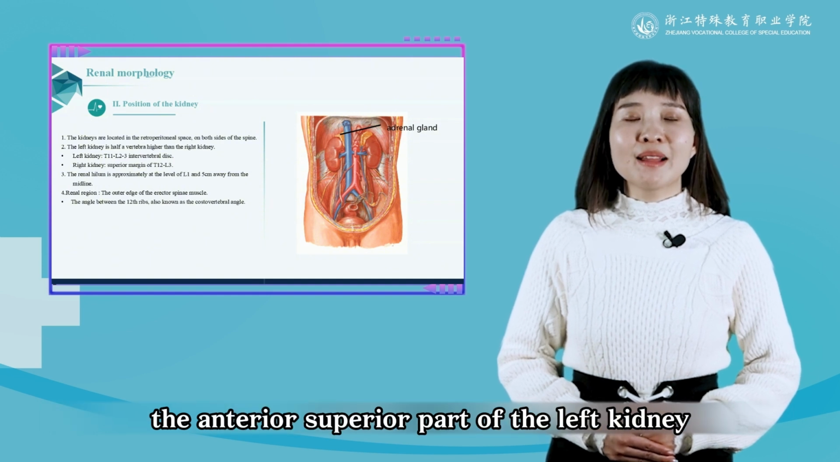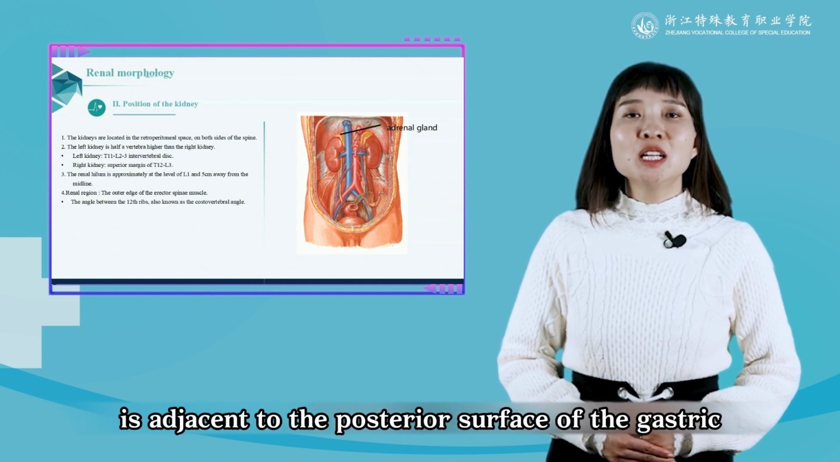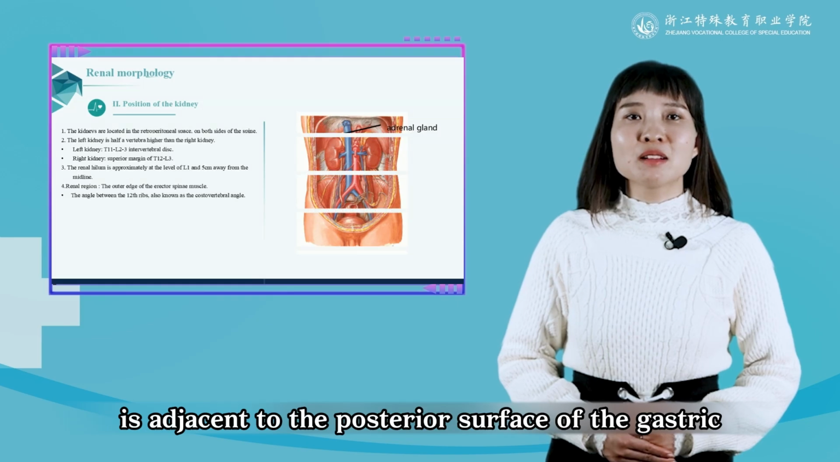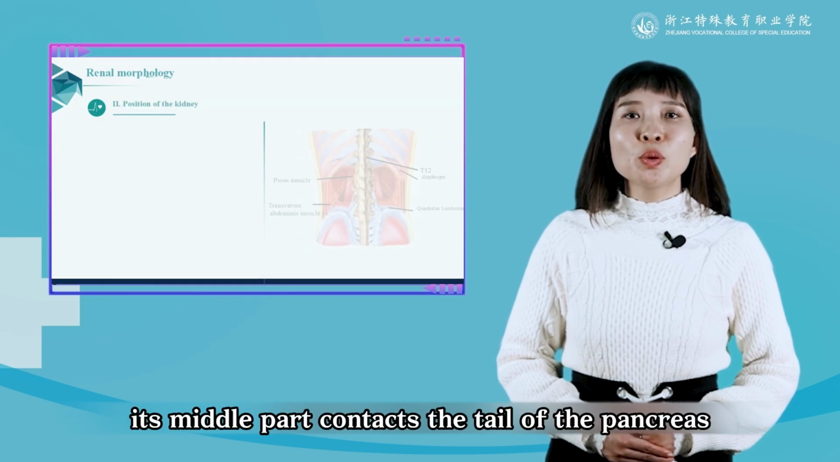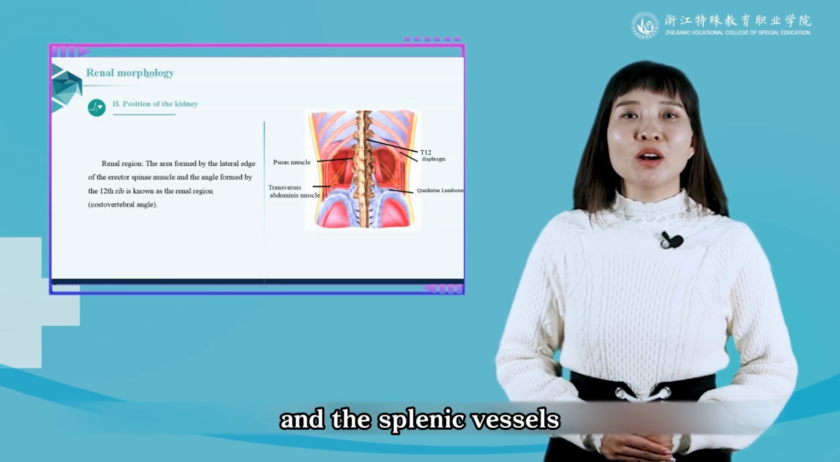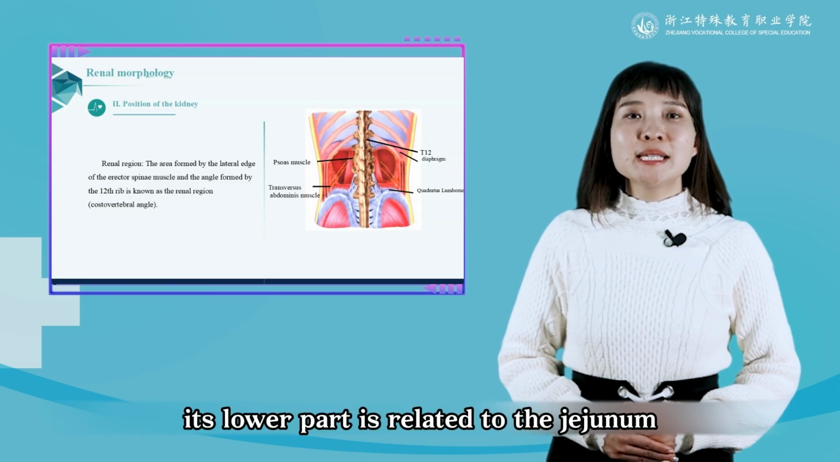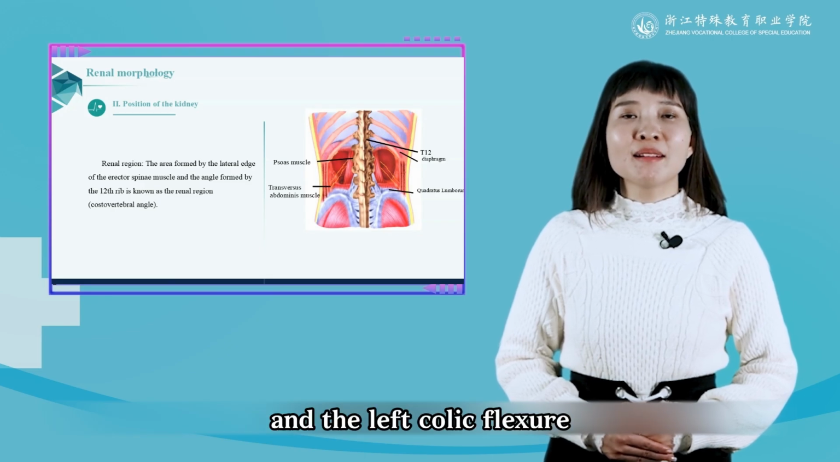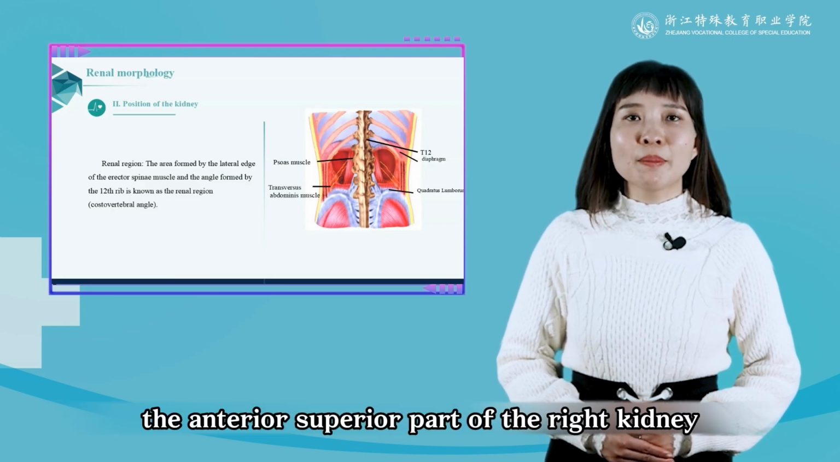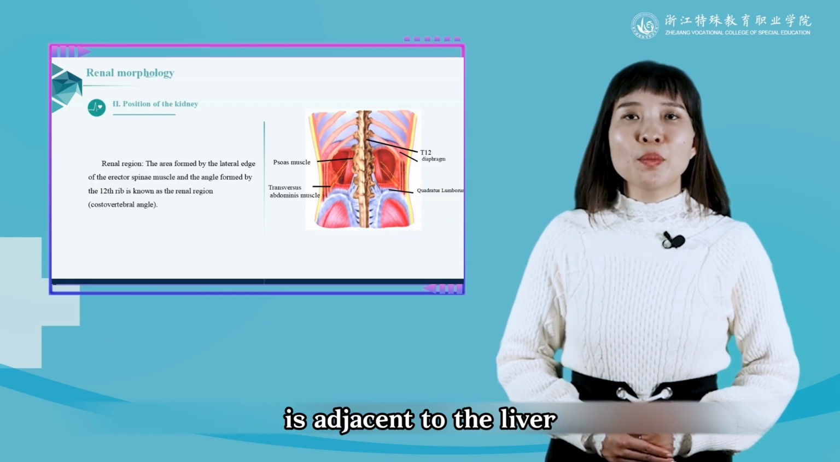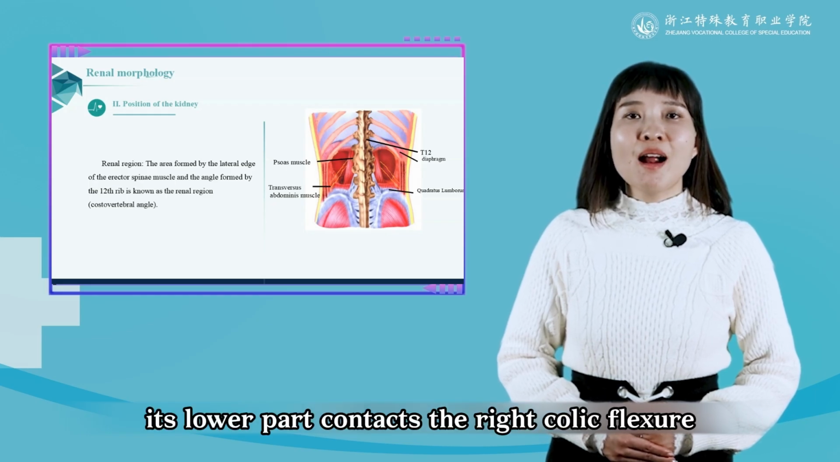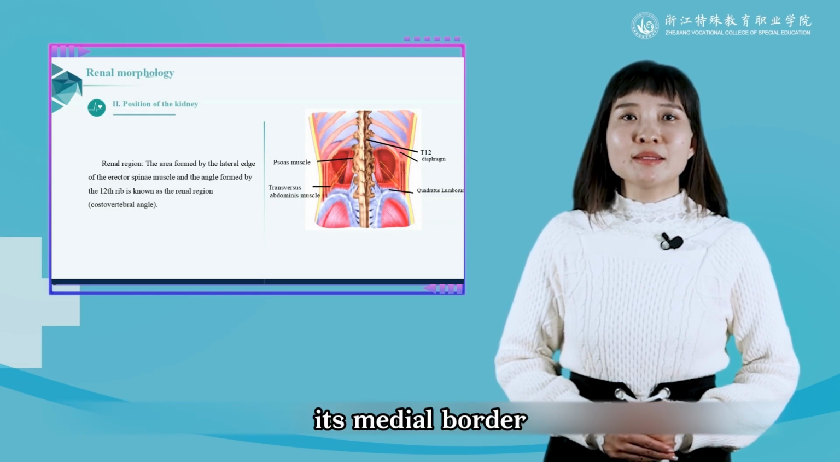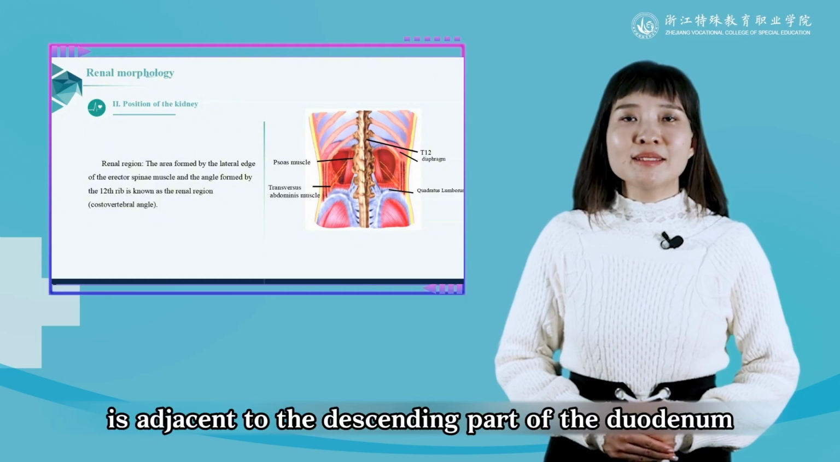The anterosuperior part of the left kidney is adjacent to the posterior surface of the gastric fundus. Its middle part contacts the tail of the pancreas and the splenic vessels. Its lower part is related to the jejunum and the left colic flexure. The anterosuperior part of the right kidney is adjacent to the liver. Its lower part contacts the right colic flexure. Its medial border is adjacent to the descending part of the duodenum.